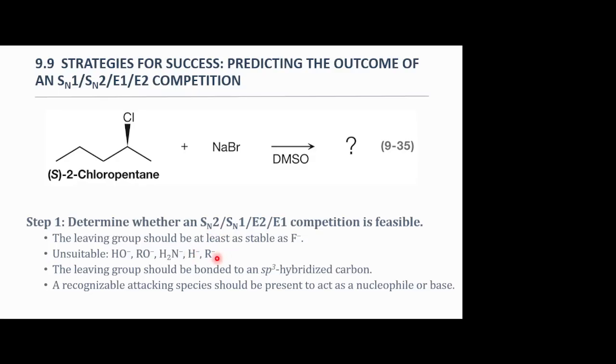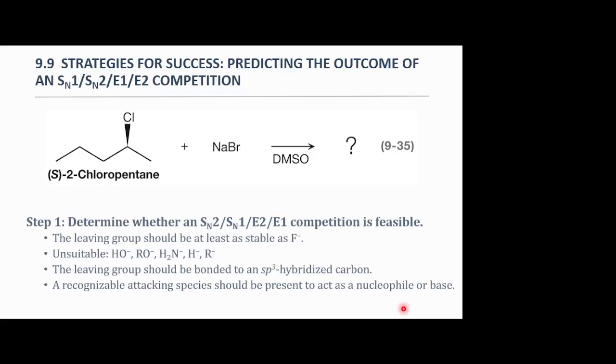Unsuitable ones would be things like HO minus, RO minus, H2N minus, H minus, and R minus. Notice those are those super basic things, right? That were like pKa's in the 50s and 40s and stuff, right? So very, very high energy forms. Very, very high energy products. Leaving groups should be bonded to an sp3 hybridized carbon. A recognizable attacking species should be present to act as a nucleophile or base. It needs to be something that could actually act as a nucleophile or base.